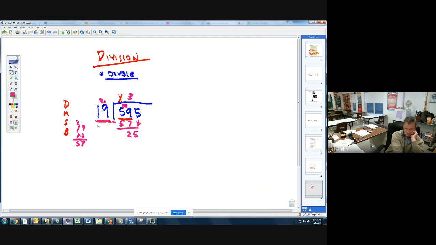And this one's pretty easy because it's pretty easy to see that 19 is only going to go into 25 one time. 1 times 19, and you get 6 left over, which is good. So 31 remainder 6 is my answer. Let us look at a couple more here.